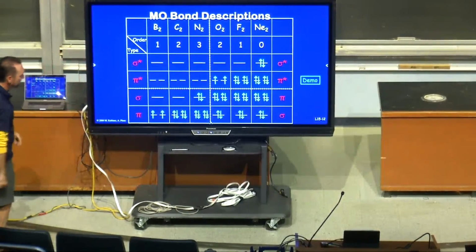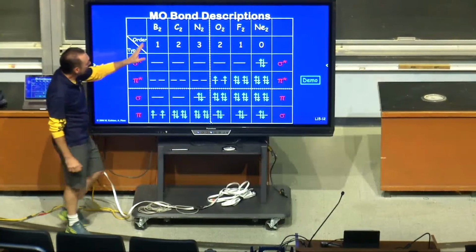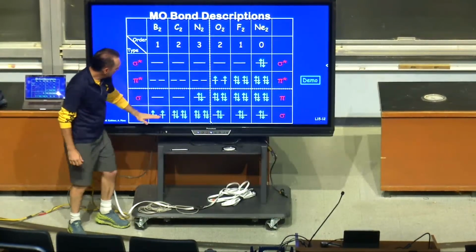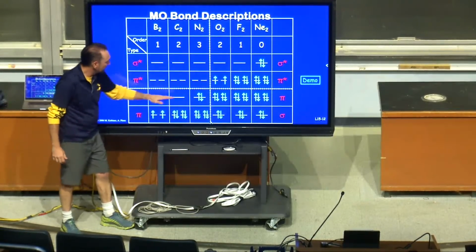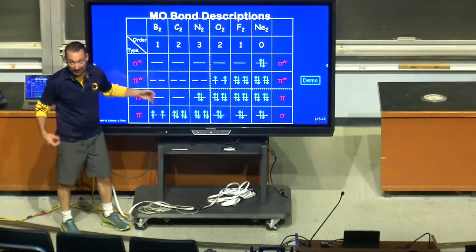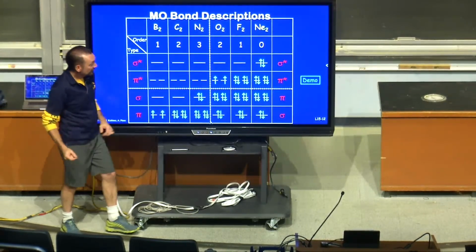Now, you'll notice one thing here, and you don't have to know it. Important: you notice how for boron, carbon, and nitrogen, the pi bonding orbital is lower in energy than the sigma bonding orbital? That you don't have to know. That's just the math.